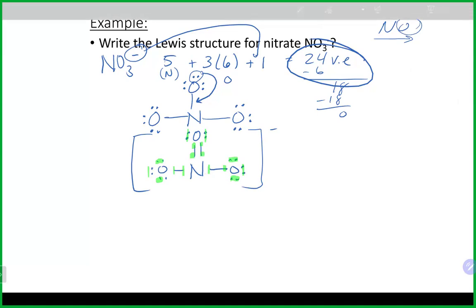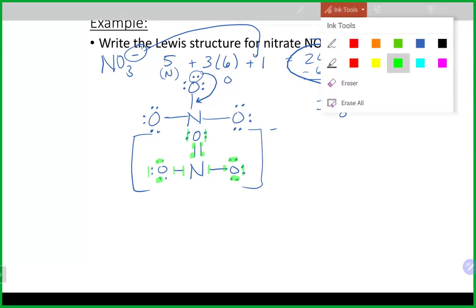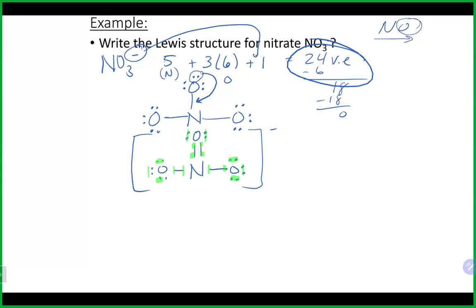I still only have, if I go around, 2, 4, 6, 8, 10, 12, 14, 16, 18, 20, 22, and 24 electrons total. So I have still 24 electrons. I have fixed it by making a double bond in this case, and that would be the proper structure without all the highlighting on it. It would be the proper structure in that case.